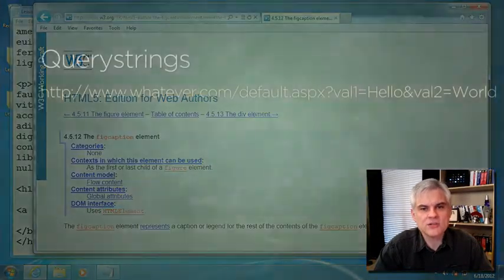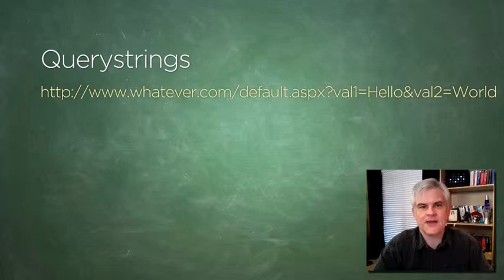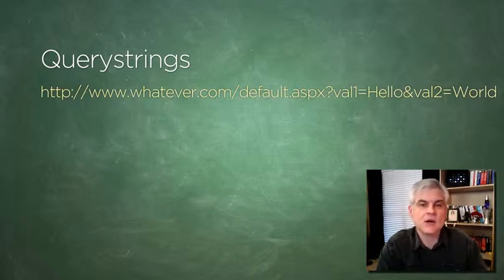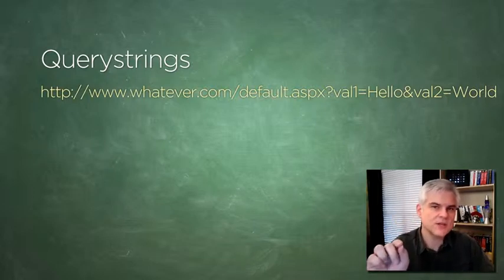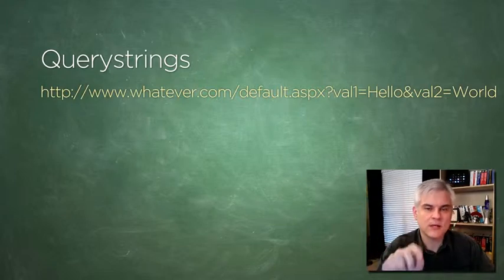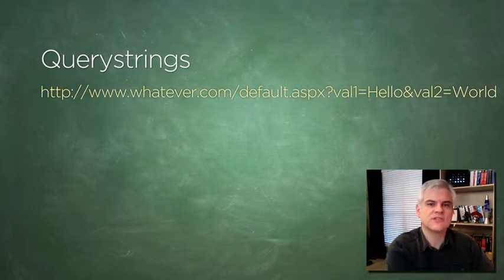But there's also a way to send name-value pairs in the URL, and that's called a query string. You're going to learn more about query strings when you learn ASP.NET, as a means of maintaining state or passing values between two web pages. So you're going to see this type of URL often. Take a look at the URL on screen: www.whatever.com/default.aspx. Then there's a question mark, and then val1 equals hello, and then an ampersand, and val2 equals world. Let me explain what each of these things is doing.